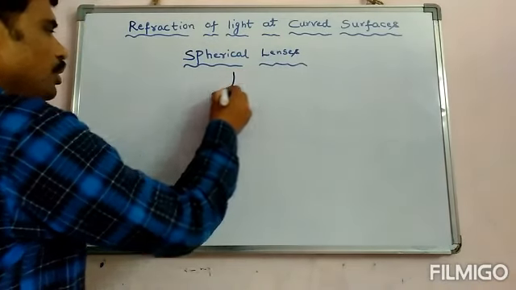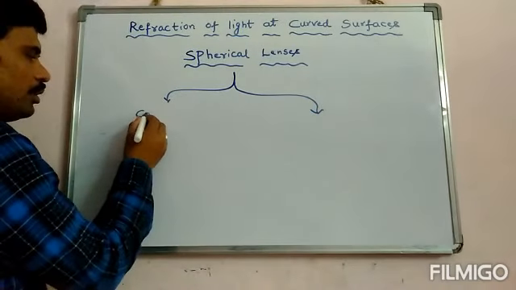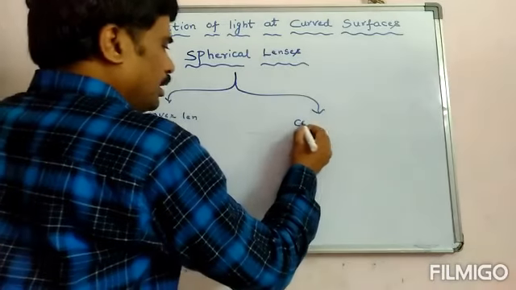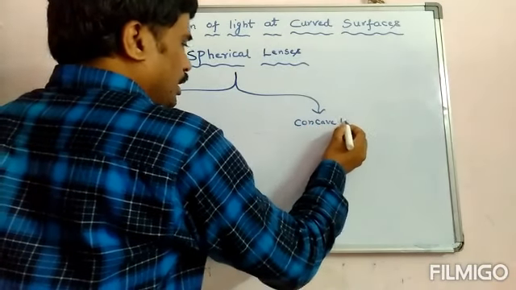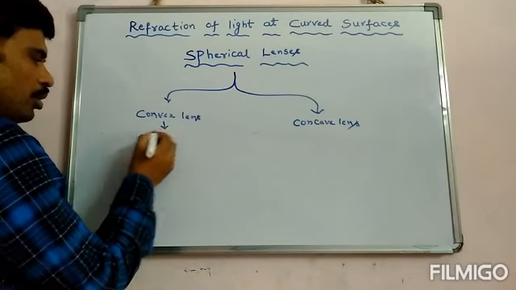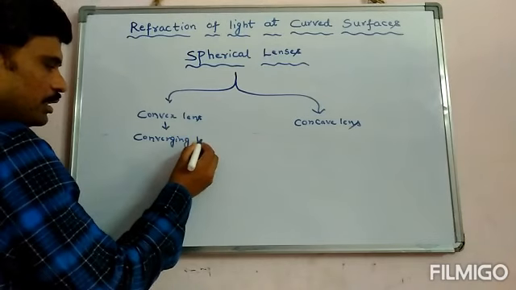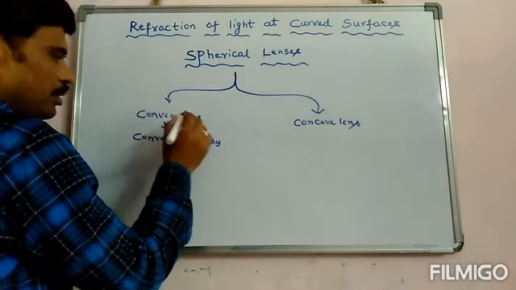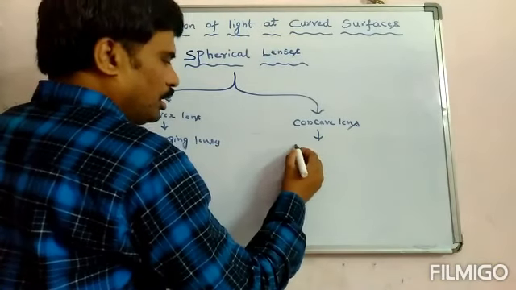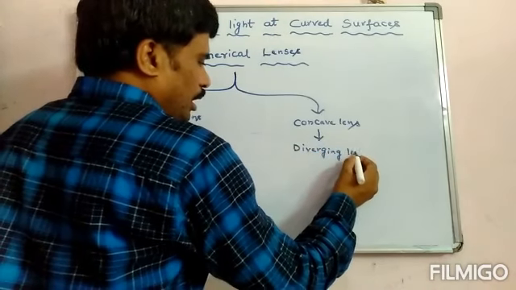Spherical lenses are of two types. They are convex lens and concave lens. Convex lens is also called converging lens. Concave lenses are also called diverging lenses.